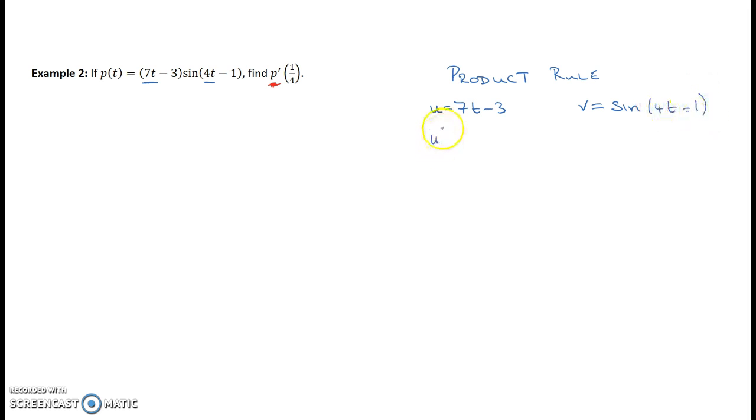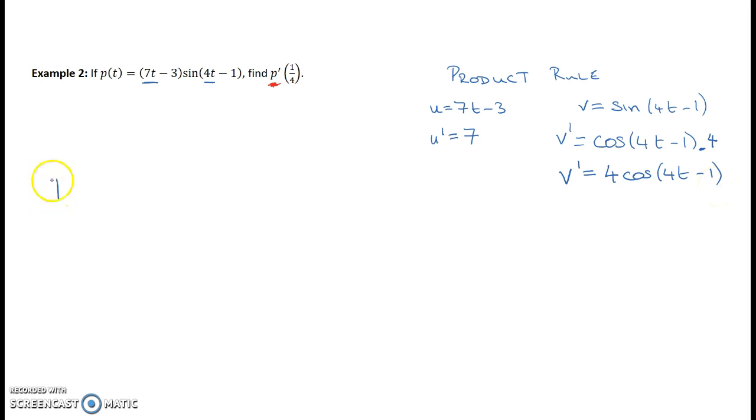Okay, so u prime is straightforward enough, it's going to be 7. But v prime, a little bit trickier. Differentiate sine, you get cosine of whatever follows, so cosine of 4t minus 1, and then you multiply by the derivative of the argument. So differentiate 4t minus 1, and if you differentiate 4t, you get 4. Differentiate minus 1, it just disappears. So if it makes it easier for you, we generally move the 4, the number, in front of the trig function. It doesn't make a whole lot of difference, but it's better to do it than not do it.